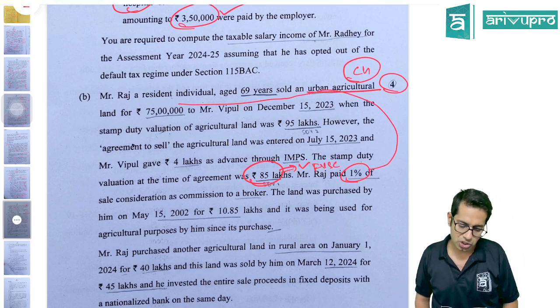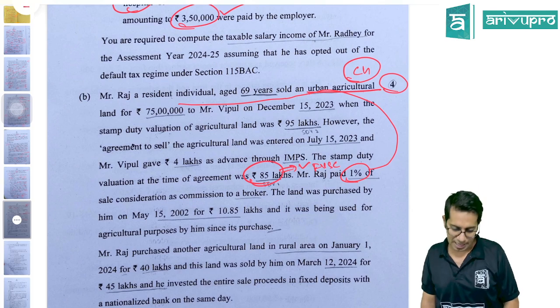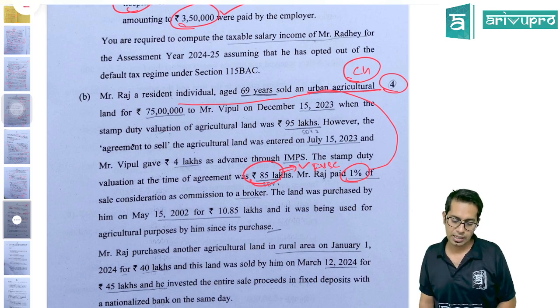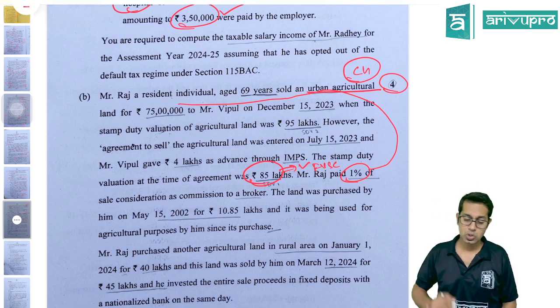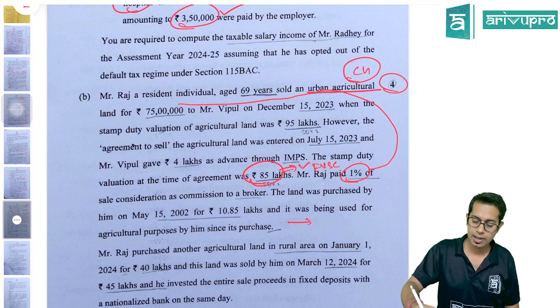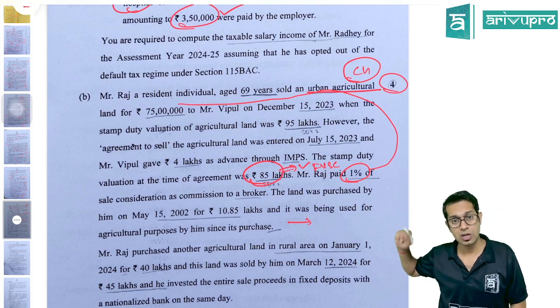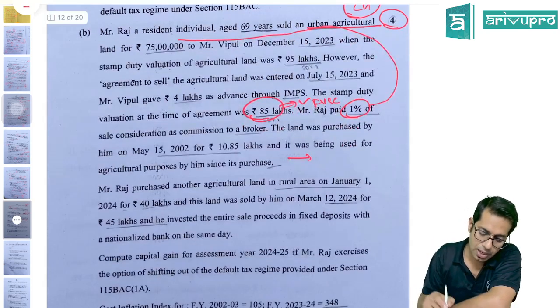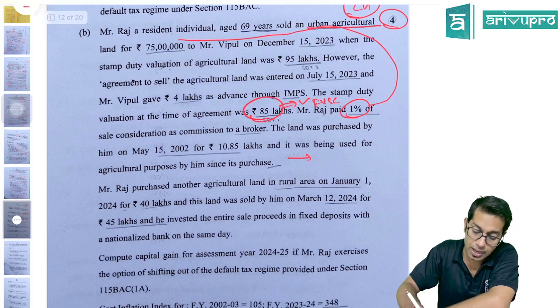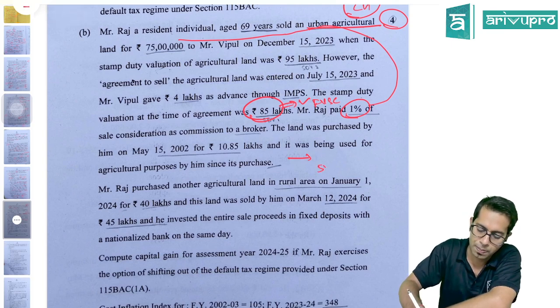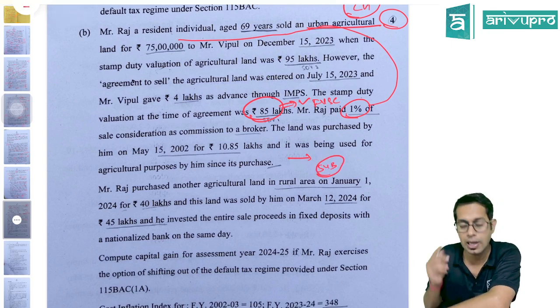The land was purchased by him for 10.85 lakhs and it was used for agriculture purposes from the date of purchase. So here you will also get the benefit of what, sir? Exemption. If you invest the money, you will get a benefit of exemption. Urban agriculture land, section 54B benefit you will get.